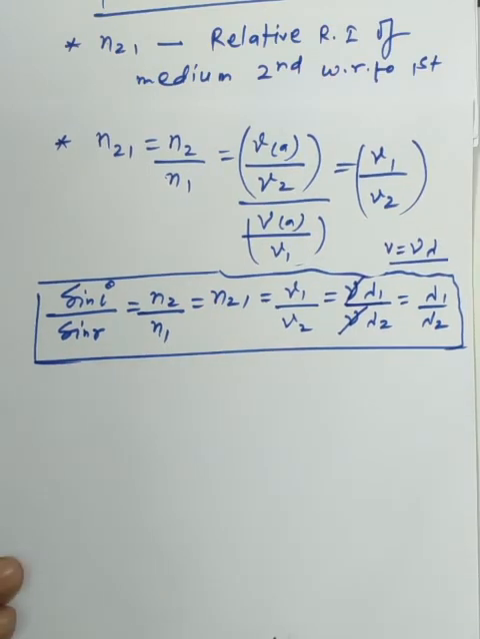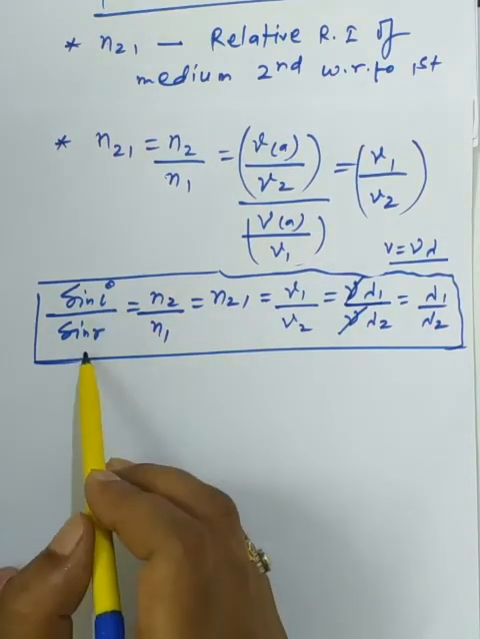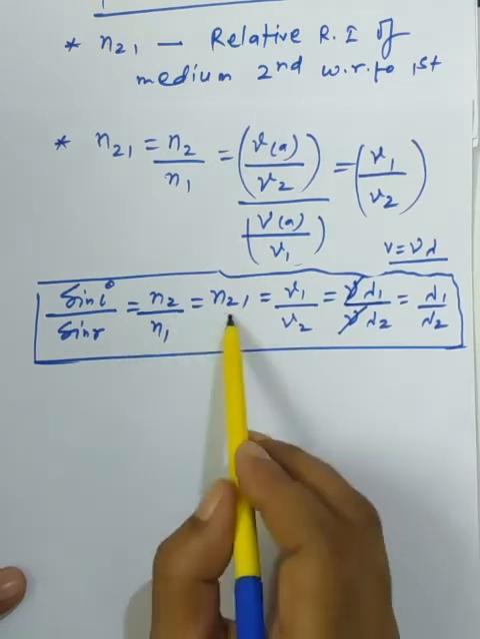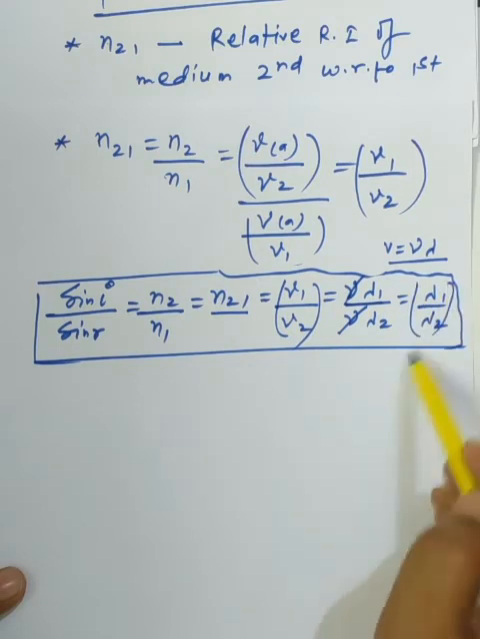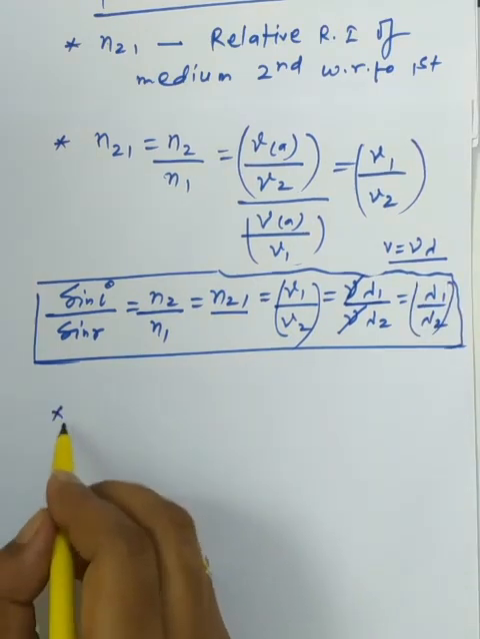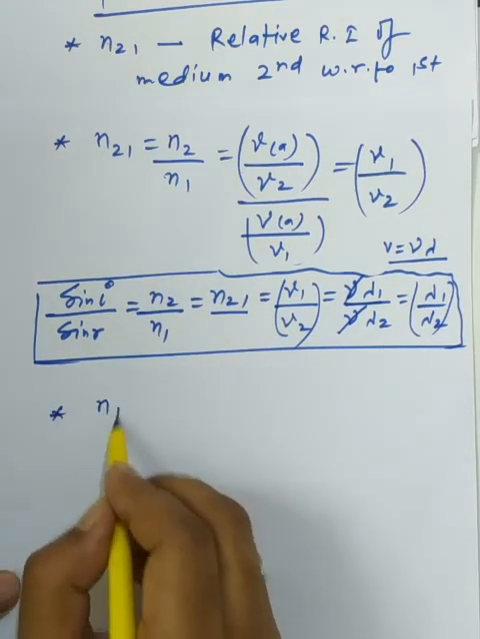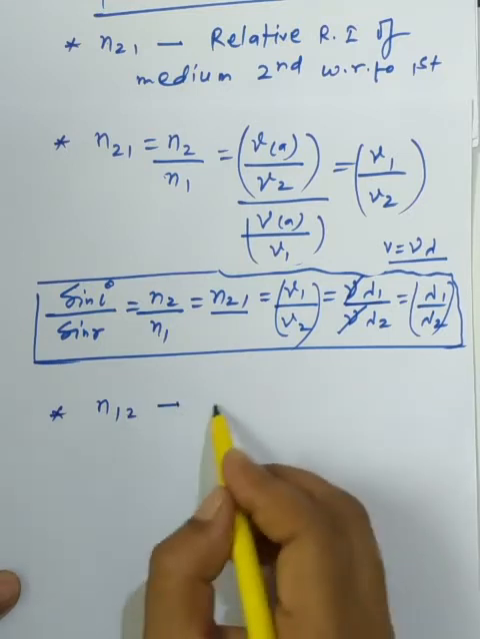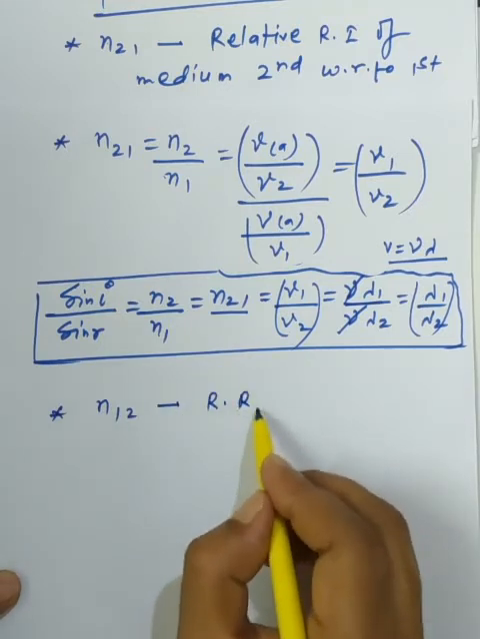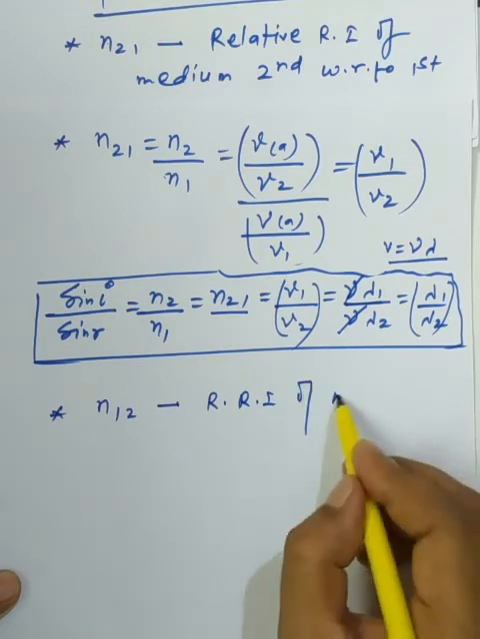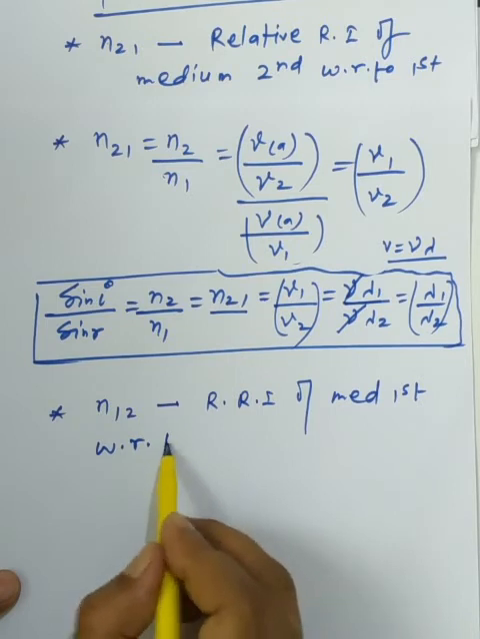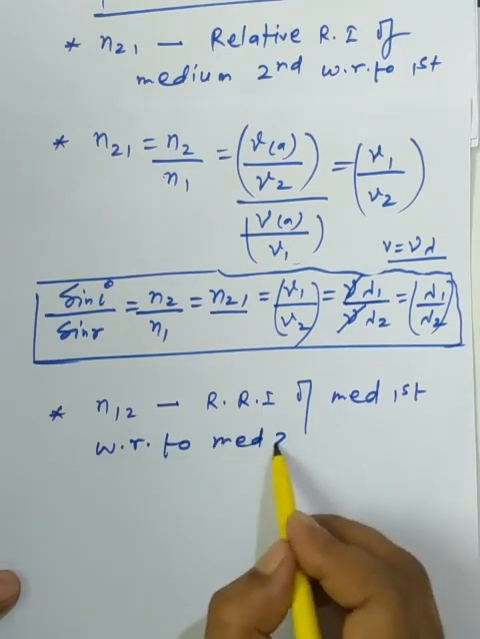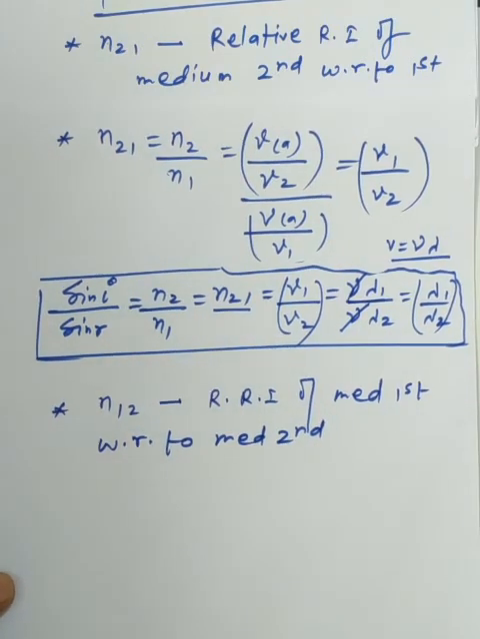So further I am saying that Snell's law, sin i upon sin r, is equal to n2 upon n1, that is n21, that is equal to v1 upon v2, students, that is equal to lambda 1 upon lambda 2. Somehow we have given the meaning of that n12. So simply it is the representation of the relative refractive index of medium first with respect to medium second. So this is the general representation of this hypothesis.